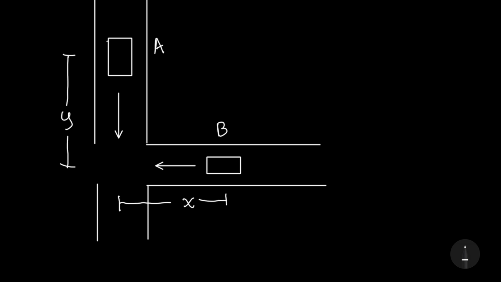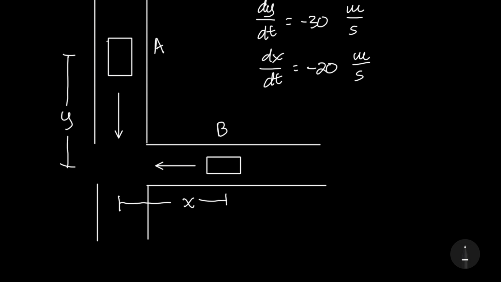Let me write some information down. Let's say car A is moving towards the intersection at 30 meters per second. So dy/dt is equal to -30 meters per second. And let's say that car B is moving towards the intersection at 20 meters per second. So dx/dt is equal to -20 meters per second. And let's say that at some instant in time, car B is 60 meters away from the intersection, and at that same instant, car A is 80 meters away from the intersection.